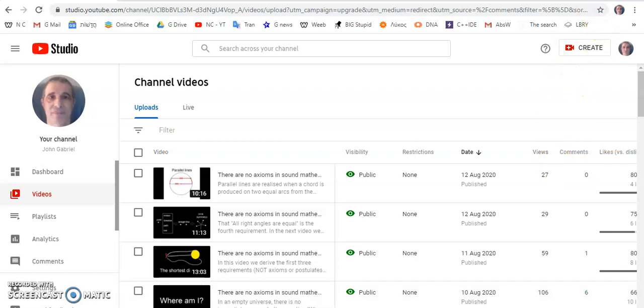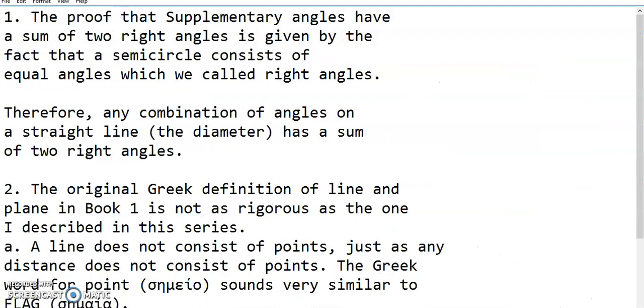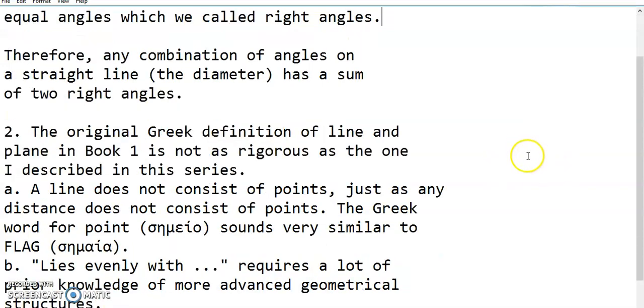Now, there are some things I would like to correct in my previous video. First of all, I misspelled supplementary. I put an I there, but it's actually an E. And the proof that supplementary angles have a sum of two right angles or a semicircular arc is given by the fact that a semicircle consists of equal angles, which we called right angles, okay? And that was proved in the previous video. So therefore, any combination of angles on a straight line, which in my demonstration has been the diameter of a circle, has a sum of two right angles, okay?